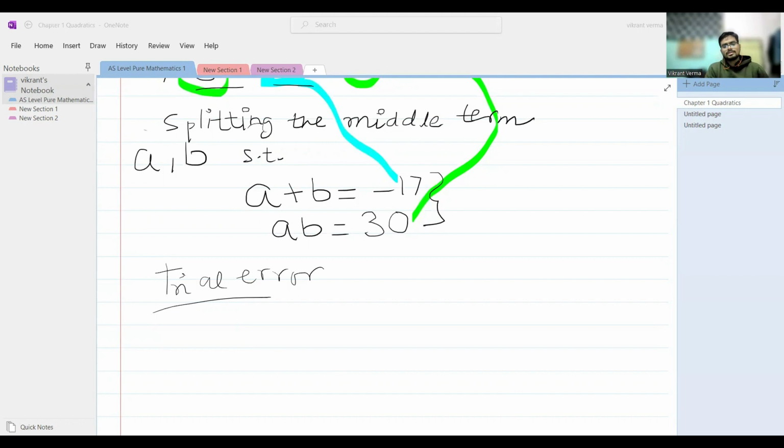This is not that easy in all cases, that we should be knowing what are those two numbers which when we take the product, it becomes 30, and when we add them up, it becomes minus 17. Let me tell you in advance that it is not that easy. Sometimes by trial and error we can get those numbers within seconds, but sometimes it is so difficult that it is not practically possible to find these two numbers in a short period of time.